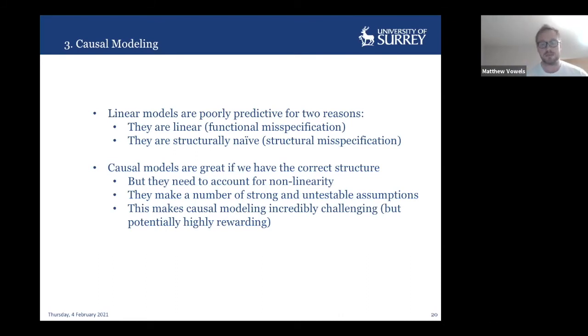They make a number of strong and untestable assumptions. I haven't spoken about those. There are assumptions like ignorability, which relates to making sure that you've collected all of the possible variables you need, so that there's no unobserved confounding. There are assumptions of positivity and overlap, and these make it even more challenging to trust that your model is actually doing something that corresponds to what's going on in reality. So it's very challenging, but causal modeling is potentially highly rewarding, because if you go the extra mile and do your causal validation, causal discovery, and then finally start doing some causal inference, you have the potential to gain a deep understanding of a phenomenon.